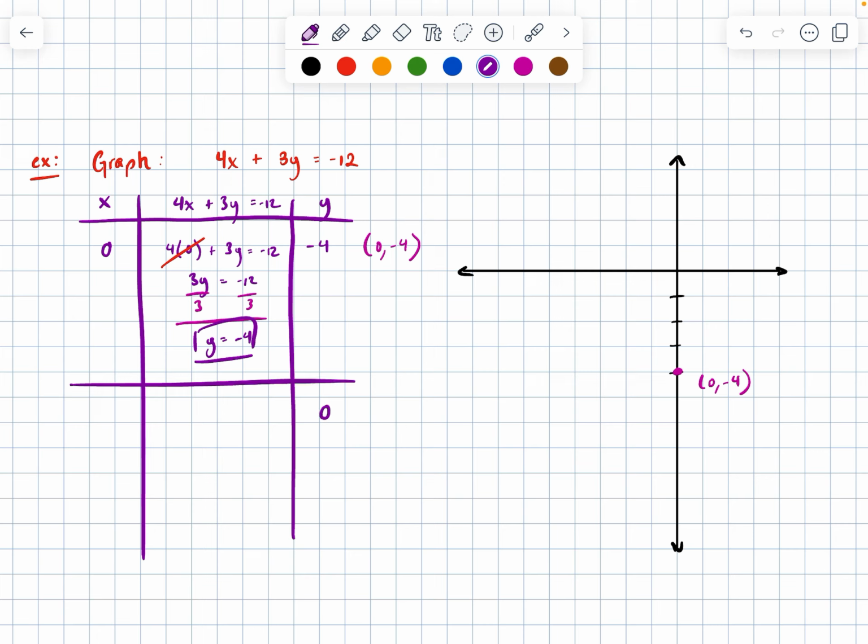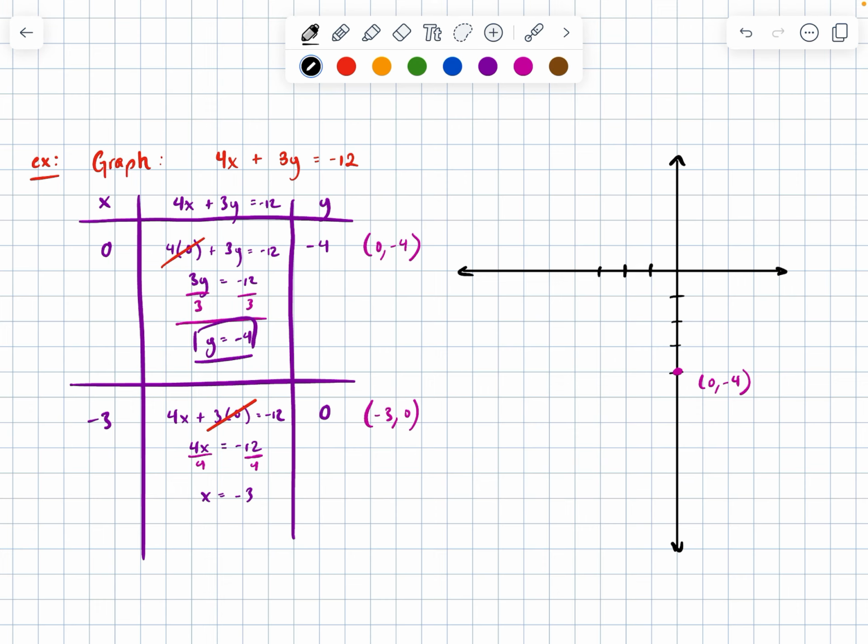Now that I've plugged in 0 for x, next easiest move, quality of life choice, let's plug in 0 for y. So plugging in 0 for y, I would say that 4x plus 3 times 0 is equal to negative 12. 3 times 0 is 0, so that guy goes away. I'm just left with 4x equals negative 12. Divide both sides by 4 to get x by itself, and x is equal to negative 3. This tells me that the ordered pair, negative 3 comma 0, lives on my graph.